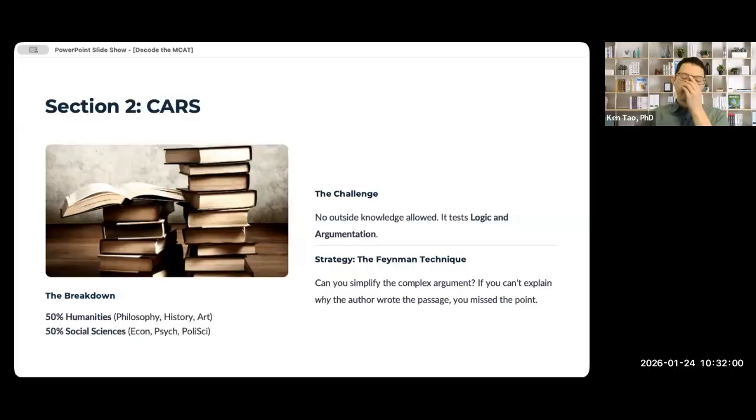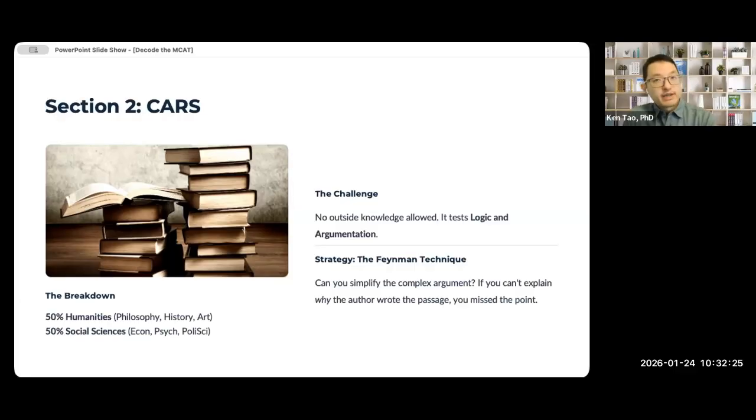Because again, the CARS section is one of the 4 sections of the exam. And if you score very poorly in the CARS section, that poor CARS score alone can keep you out of most medical schools. So just because there's no science content to study doesn't mean that there aren't things that you can do to prepare for the CARS section.